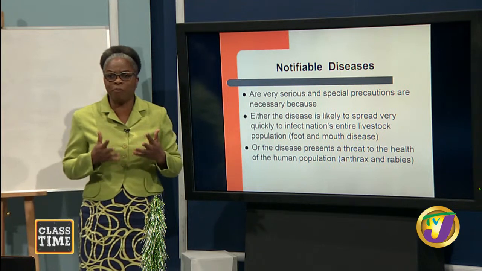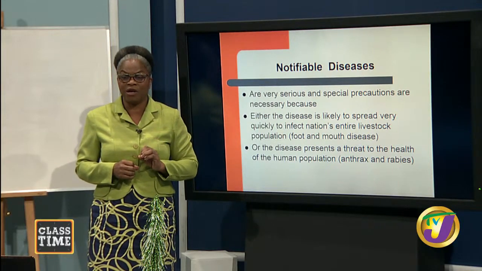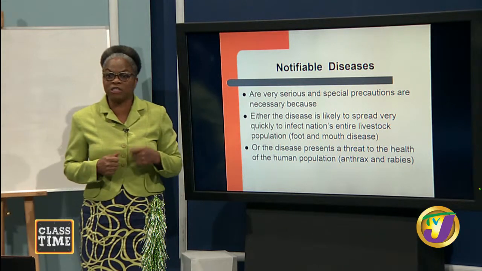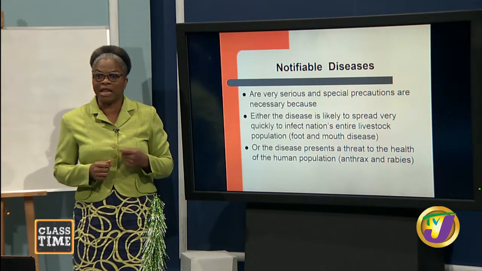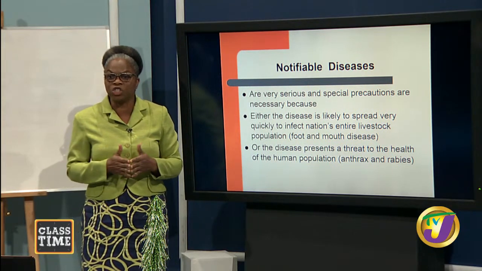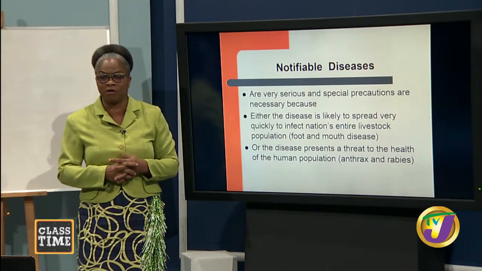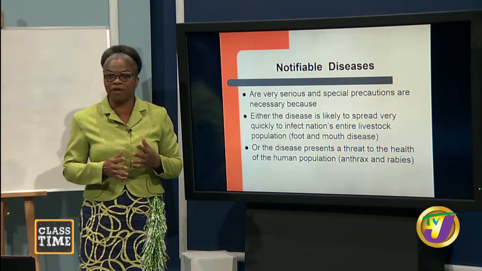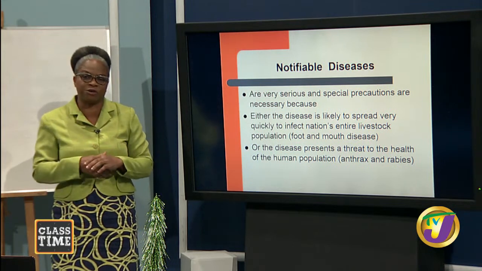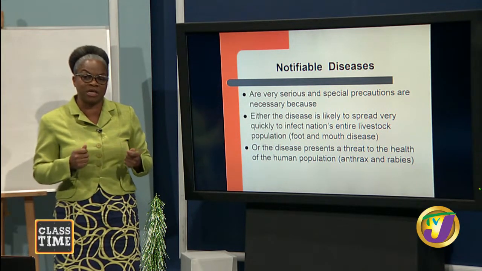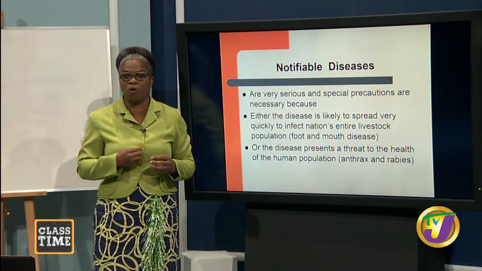And we want to pay attention to a term we call notifiable diseases. Now, once you see that, it is telling you that the disease is very serious and special precautions are necessary, because either the disease is likely to spread very quickly to infect the nation's entire livestock population, and an example of a notifiable disease is foot and mouth disease, or the disease presents a threat to the health of the human population, such as anthrax and rabies. So we want to always pay attention to this term. Once you see I put in terms of disease and I put notifiable disease, you need to realize that this disease could be a threat either to the nation's livestock or to our health.